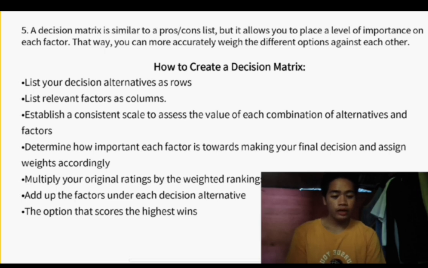Determine how important each factor is towards making your final decision and assign weights accordingly. Multiply your original ratings by the weighted markings. Add up the factor under each decision alternative. The option that scores the highest wins.